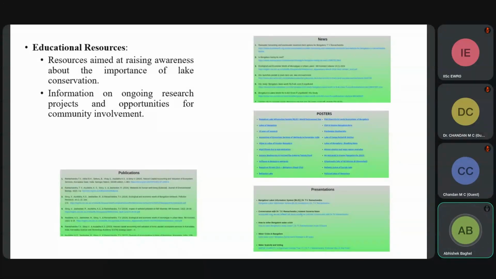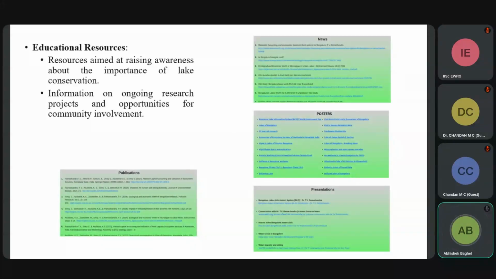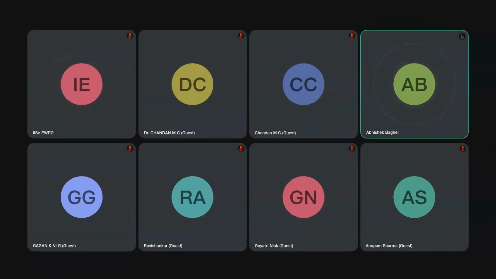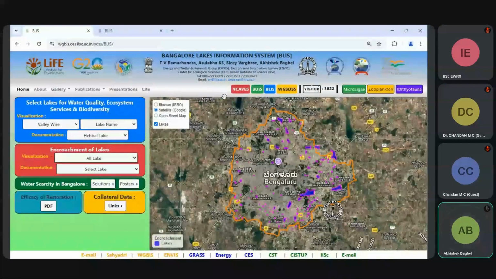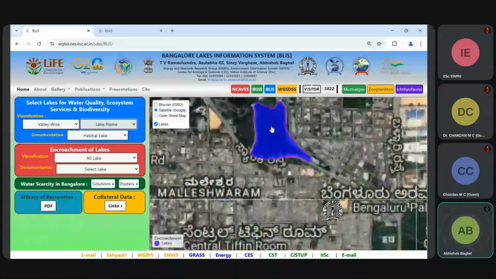And if I have time, I can take you to the website itself. Sulika? It is visible. Okay, one second. Hello? Visible? Yes. Okay, so as you can see, this is the application. You can search it through valleys also and lakes also. If I want to select any lake, I can select Sankey Lake.